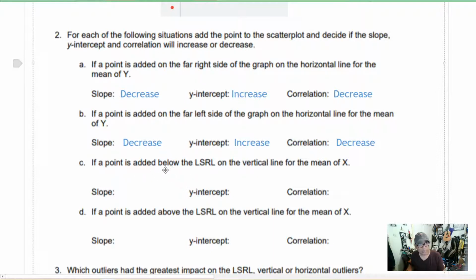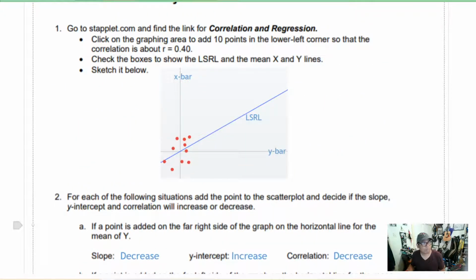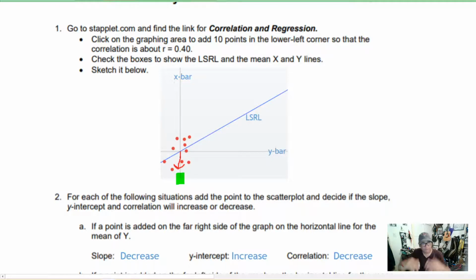What if we added a point below the least squares regression line on the vertical line for the mean of x? So what happens if we put a point right here at the very bottom? Okay, now that's again out of pattern, so we would expect correlation to decrease. And what we would see here is this whole line would be dragged downwards toward that point. It wouldn't tip the least squares regression line. It should just drag the entire thing down. So if we drag the entire thing down, that slope is going to stay about the same, but the y-intercept is going to decrease.